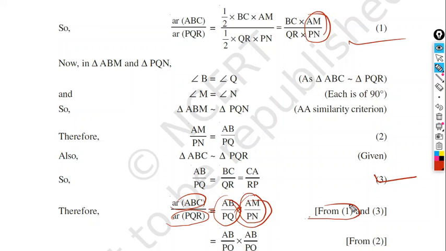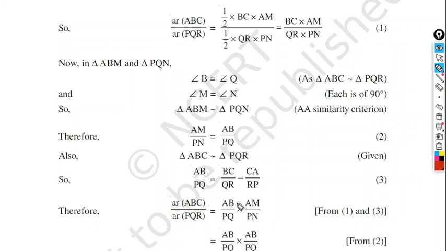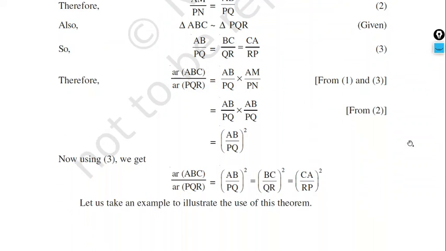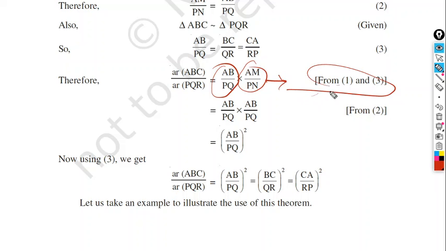Now again, AB by PQ. One second, I will move it a little upward. We'll delete it now. Sorry, AB by PQ into AM by PN. That was what we had already got with the help of statement 1 and statement 3. Now AB by PQ will remain as it is.